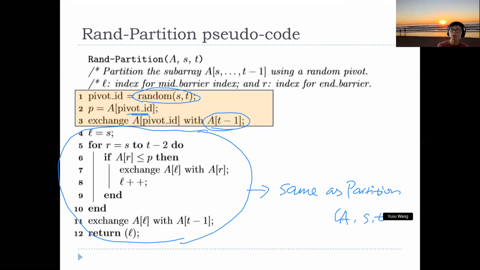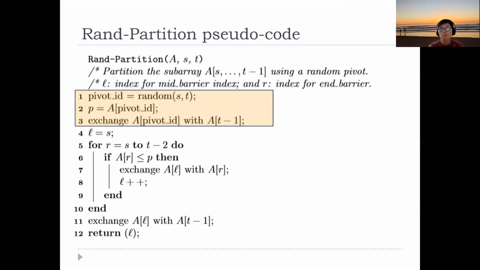Okay, so all you need to do is first pick a random pivot, put it in the last element of the current subarray, and then call the previous partition. That's it. That's the only modification you make.